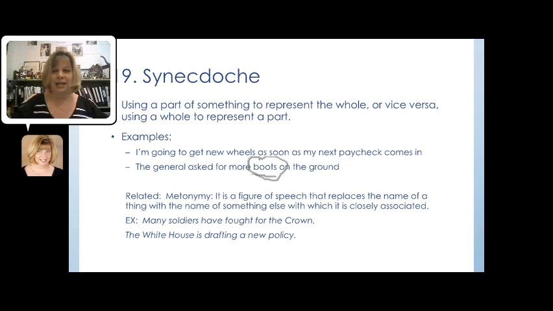And metonymy is related to that, and this is a figure of speech where the name of something is replaced with the name of something else with which it's closely associated. So instead of saying many soldiers fought for Queen Elizabeth, you would say many soldiers fought for the crown, or the White House is drafting a new policy, where the White House here is meant to refer to an entire administration, for example.